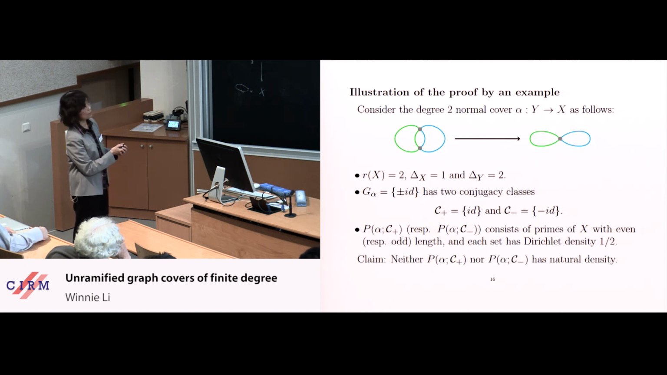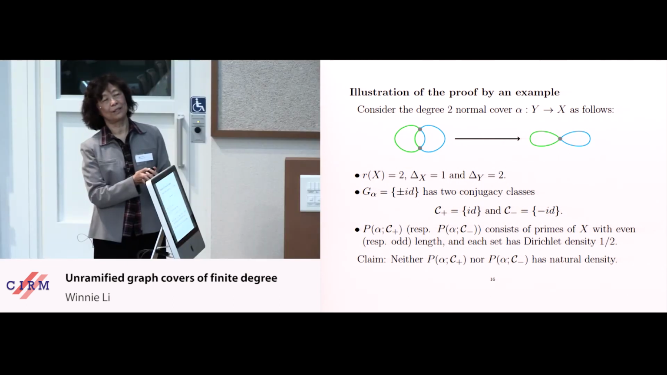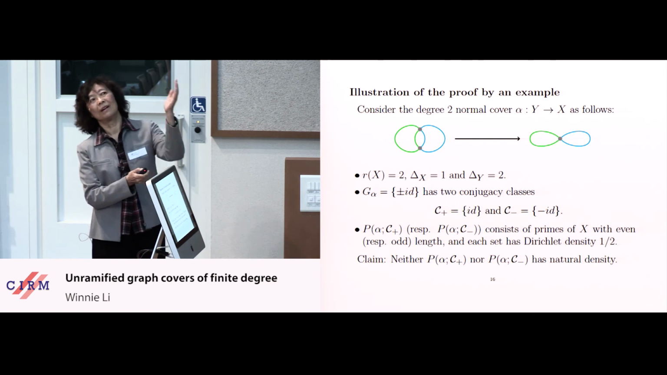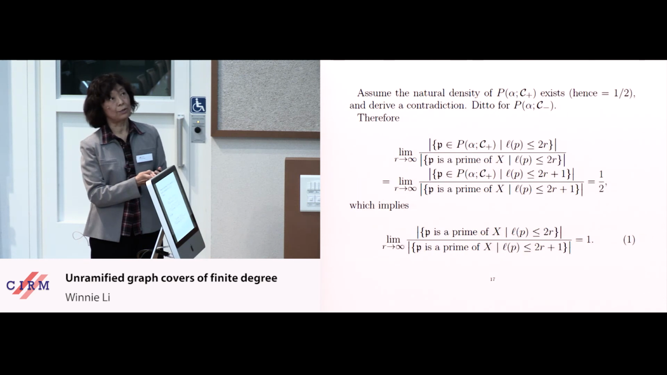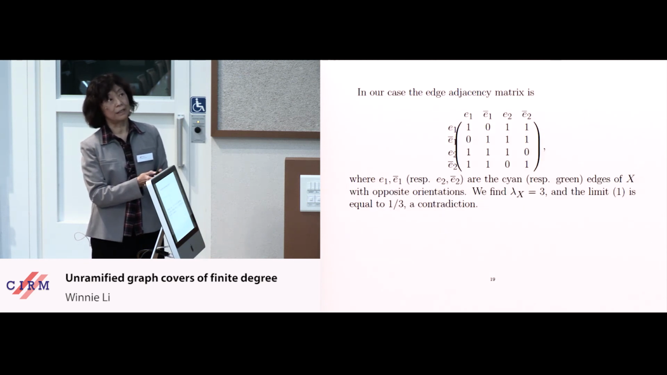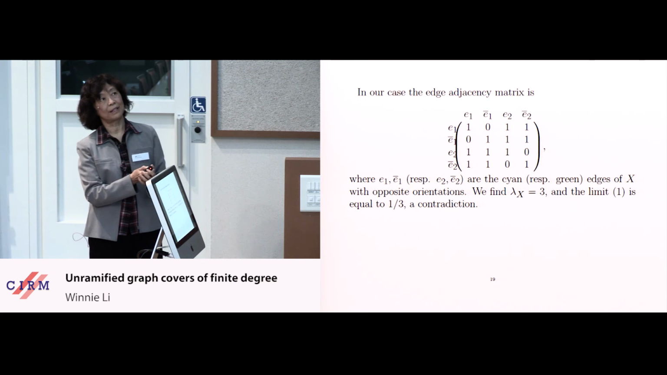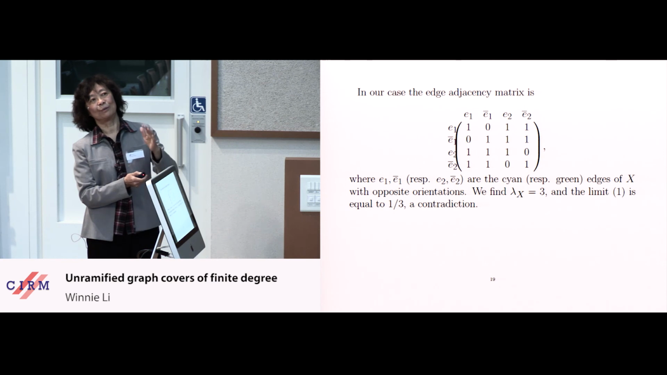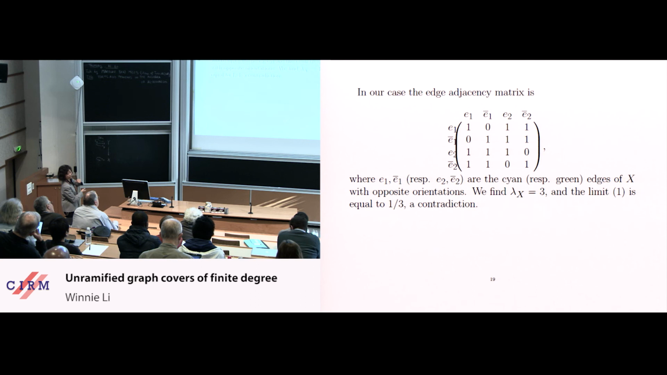In our particular case, the graph is very simple, it only has 2 loops. So one is E1, and the other direction is E1 bar, the opposite orientation, the same with E2 and E2 bar. And the neighbors of, say, E1 will be all the other edges except going backwards. So the adjacency matrix for the directed edges looks like this, and you find out that lambda is equal to 3. So the limit on the left-hand side is 1/3, on the right-hand side is 1, so that's a contradiction.